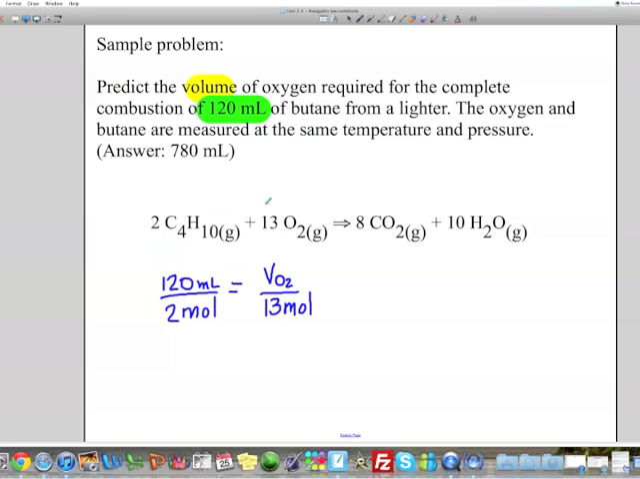We'll need to use, in this case, because we're not provided with any information regarding the moles, we'll have to use the ratios from the equation. So 2 moles of butane for 13 moles of oxygen. So we're looking for the volume of oxygen. The equation says 13 moles are required if I'm using 2 moles of butane, and I'm given a volume of 120 milliliters of butane. So again, I will do my ratio, which is just a cross multiplication, and the answer is 780 milliliters.